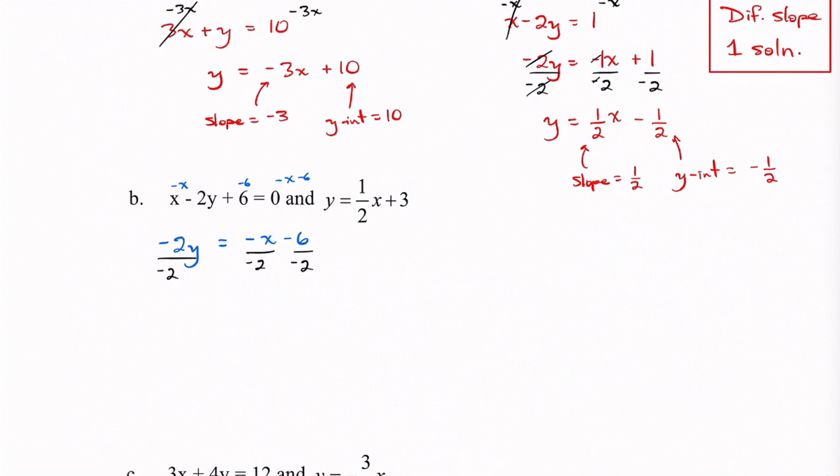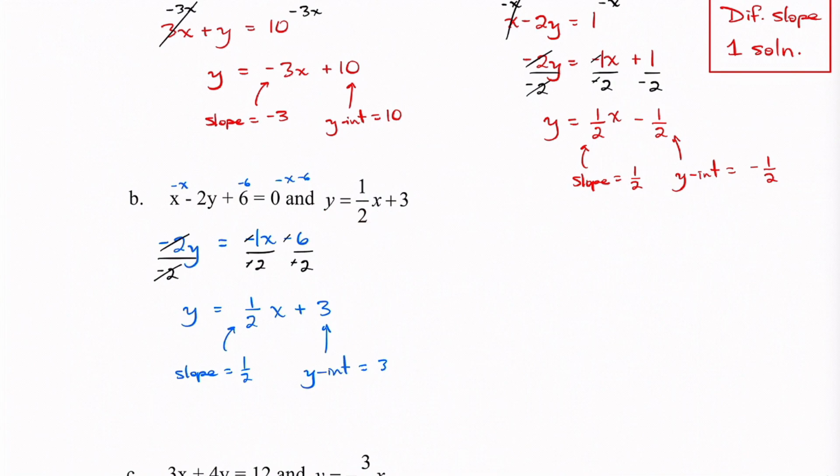Do that on the other side as well. These negative 2's are going to cancel. These negatives here are going to cancel, and these negatives here are going to cancel. So we get y equals, those negatives canceled, and there was a hidden 1 there, so it's just 1 over 2 x, and then the negatives canceled here, so it's going to be positive, and then 6 divided by 2 is 3. So I can see with this one, my slope is going to be equal to a half, and then my y-intercept is the 3 there. So y-intercept equals 3.